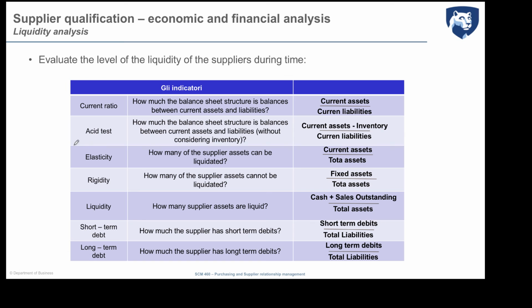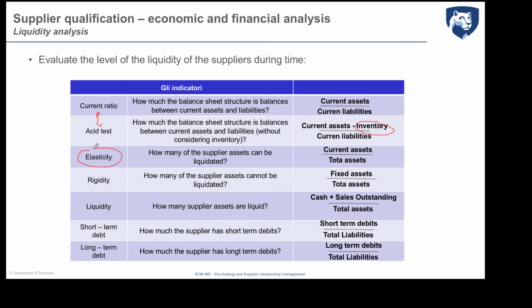Acid test instead is the same as the current ratio. Just correct the current assets by saying that inventory can barely be transformed in cash in the short term. So on the current assets, everything can be transformed in cash besides inventory. So it just corrects the fact that this ratio is more precise if we subtract from the current assets the inventory, and we are able to understand effectively how much the supplier is able to cover current liabilities with current assets.